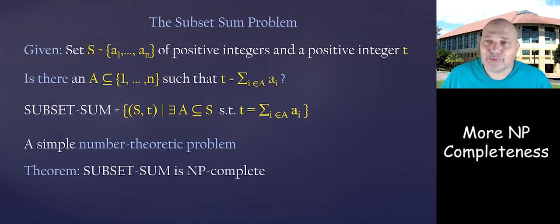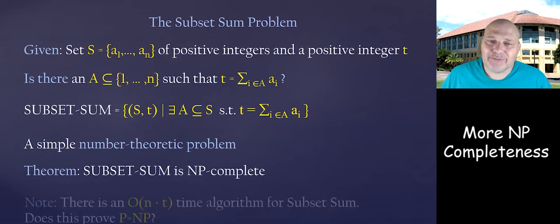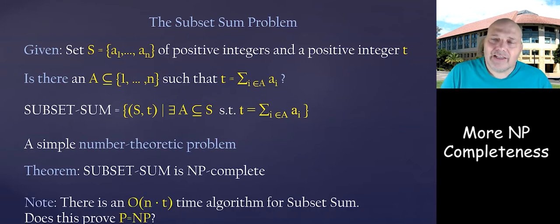So many things we want to prove are going to be NP complete. And I want, before showing you this reduction, how we show that it is NP complete, to tell you that there is an order n times t time algorithm for subset sum.